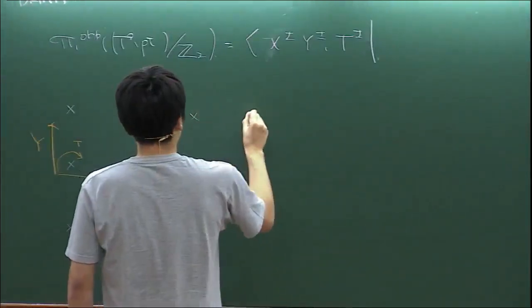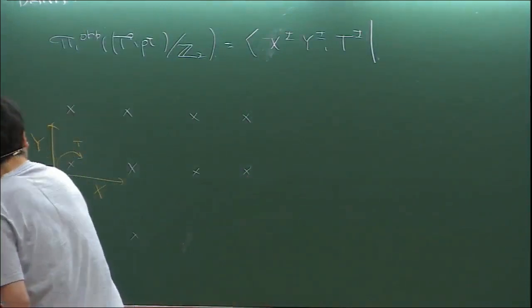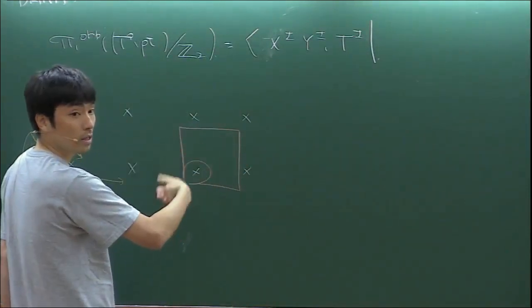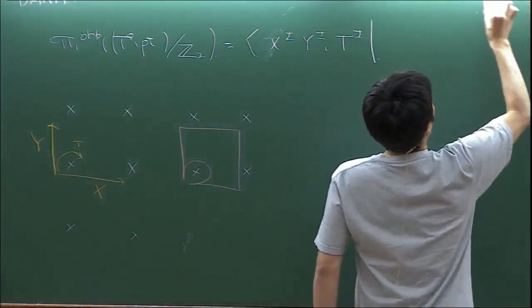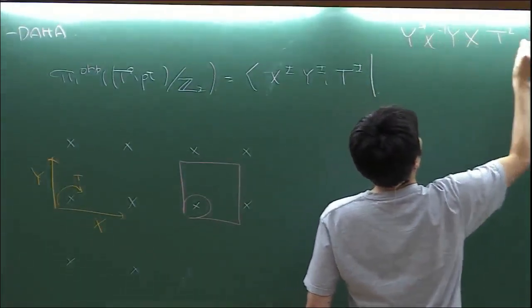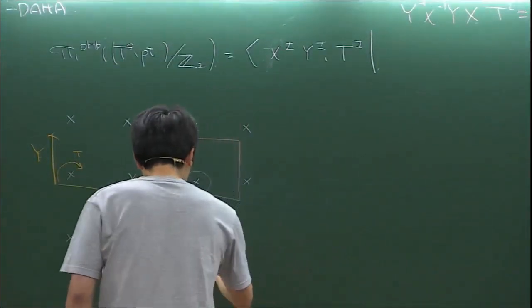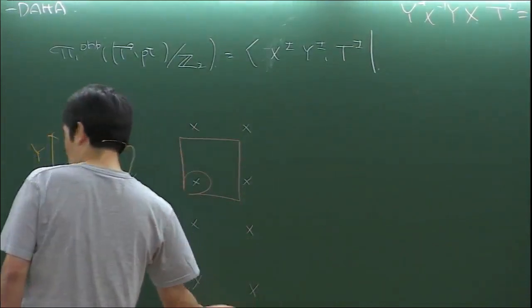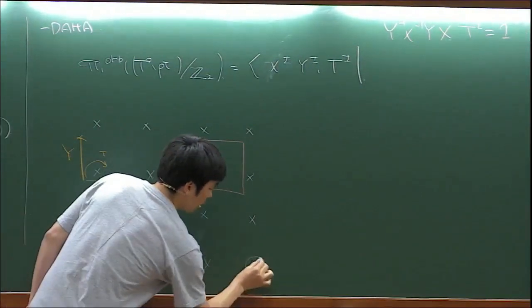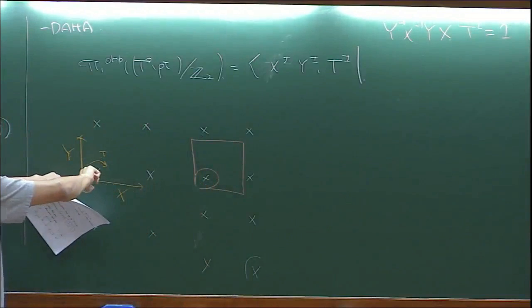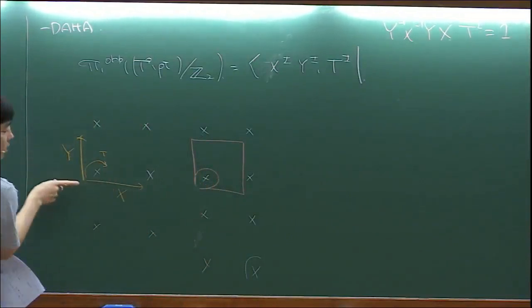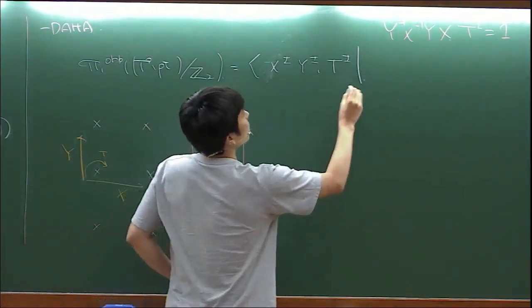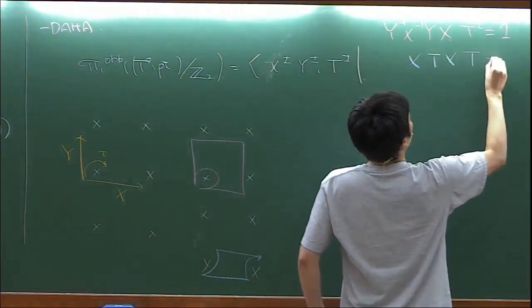And there are relations. One is T squared X Y X inverse Y inverse, which is trivial inside the covering. So T squared X Y X inverse Y inverse is trivial. Another relation is, maybe I should use a blue color. Once you take T, T can also be understood as a generator of Z2, so the direction of the arrow is reversed. So T X T X, okay? T X T X is also trivial.